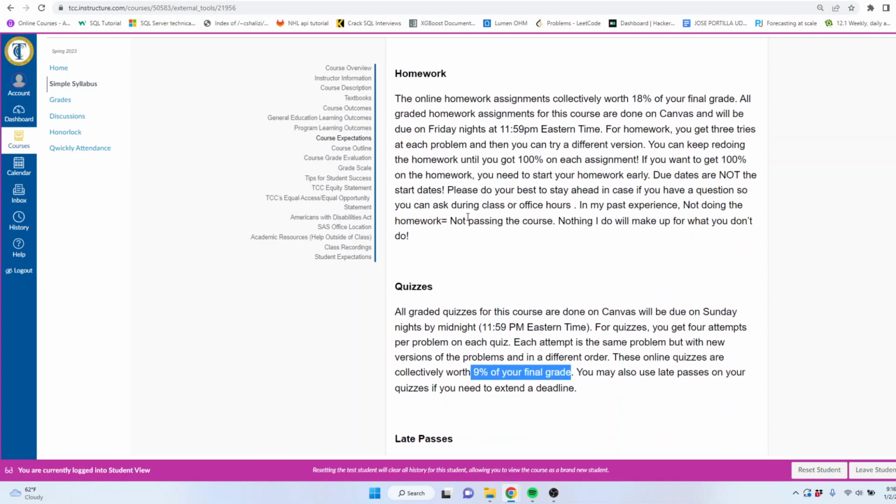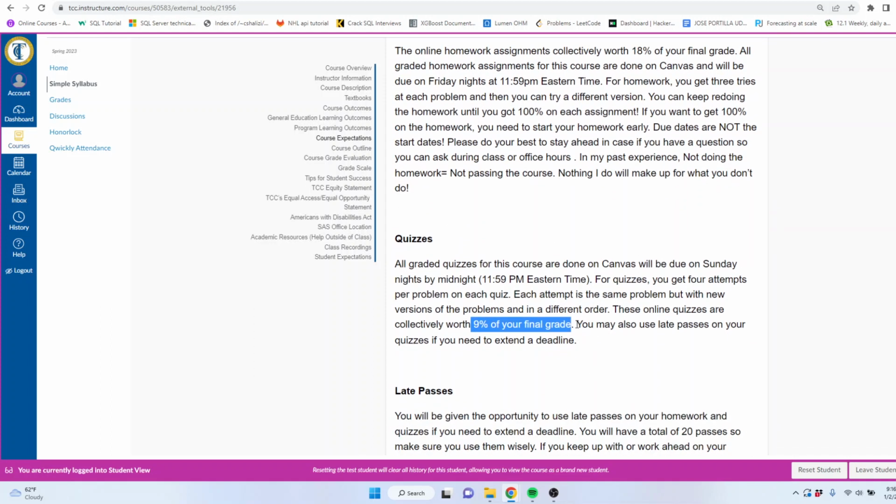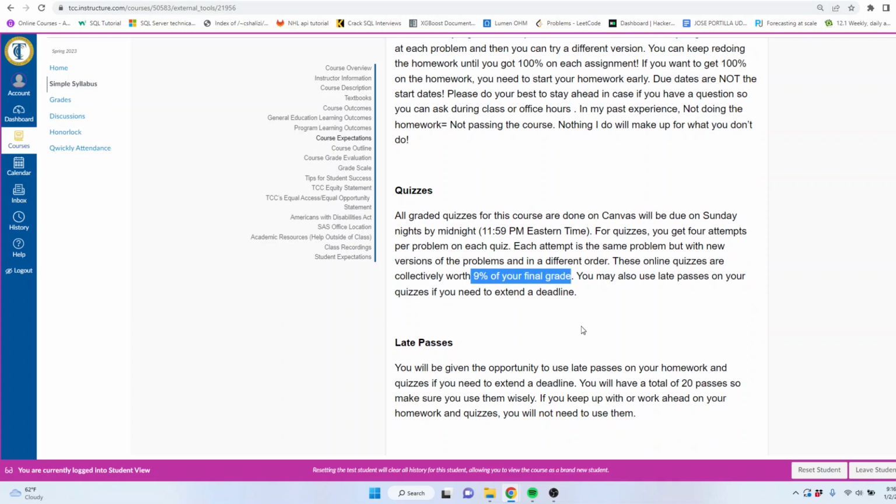And one thing I'll mention about homework and quizzes is that you can use what are called late passes. You'll have plenty of late passes throughout the course, which will extend the deadline, and I will show you how those work. If you're not familiar with it, you don't get extra credit for not using them, but you do have a limited amount of late passes, so you don't want to be in the habit of falling behind.